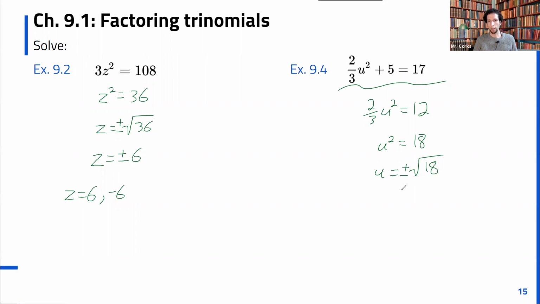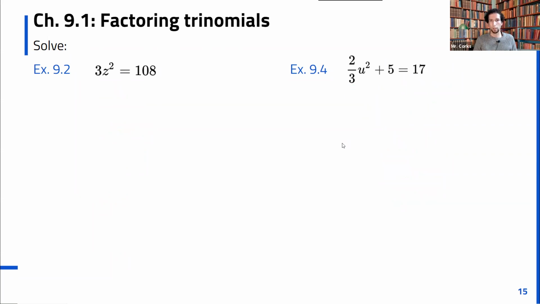How can we simplify the root 18 part? Plus minus root 3/2. I'm going to skip the step of writing them separately. We should know plus minus means we evaluate it twice, so two different values for u here. All right, one more example in this section, and then we'll go on to completing the square.